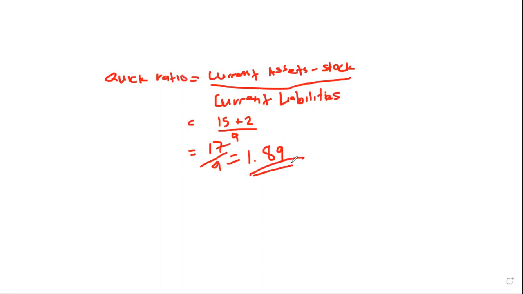This is the quick ratio from the data that you have been provided. So if we had a figure like current assets amount and stock amount, we could have subtracted stock from current assets, then we divide by liabilities. But the way it is, we are not given the amount for current assets. So we just add the 15 plus 2, then we divide by 9. This is how you can get your quick ratio.